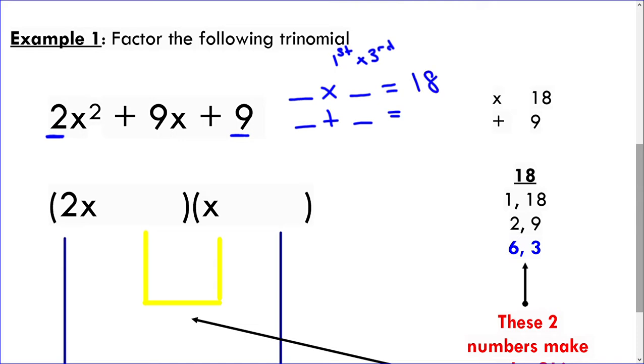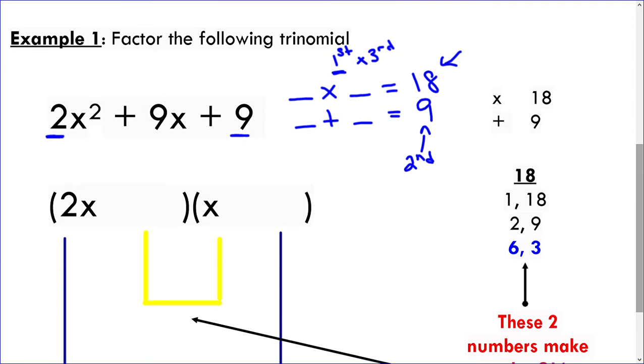So I need to think what two things multiply to give me 18, but those same two things can add to give me 9. The added rule here is to understand that we have to take the first term multiplied by the third term to give us the value we're looking for, what needs to multiply to give you that value, and then add to give you the middle one. Remember, there are two 9s in the question, so I want to be clear on it. The middle term is the second term here. That's where that 9 is coming from.